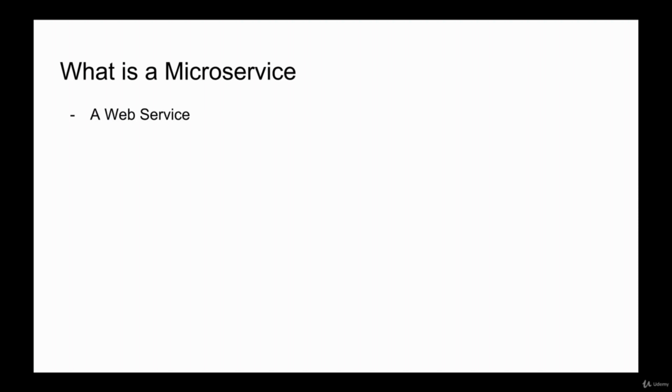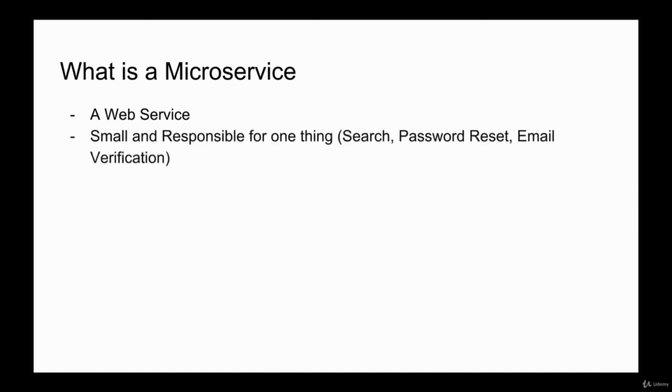So, microservice is first of all a web service. It is a web service that is small and it is responsible for one thing. For example, it is a small web service that is responsible for search functionality only. All other functionality that has to do with something else is implemented as a different web service. For example, password reset can be a different microservice, or email verification can also be a different small microservice that is responsible for email verification functionality only. It is also a web service that is configured to work in the cloud and is easily scalable.